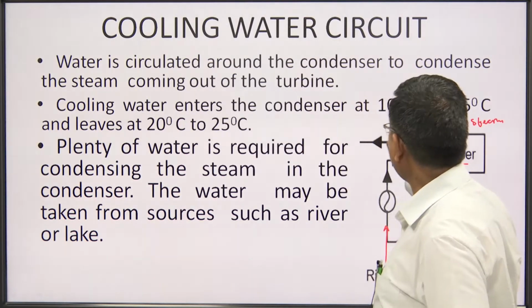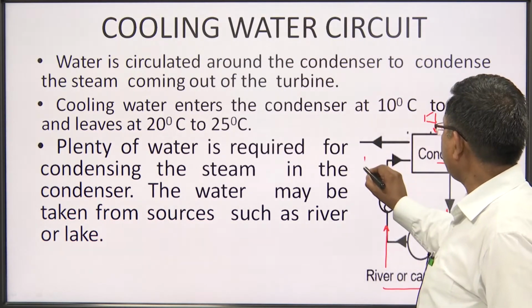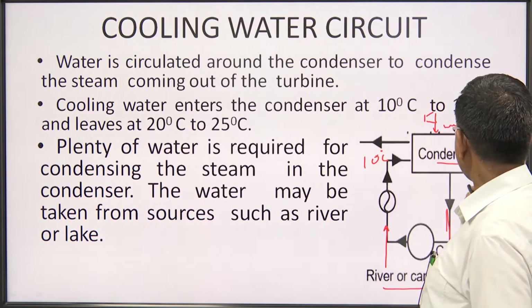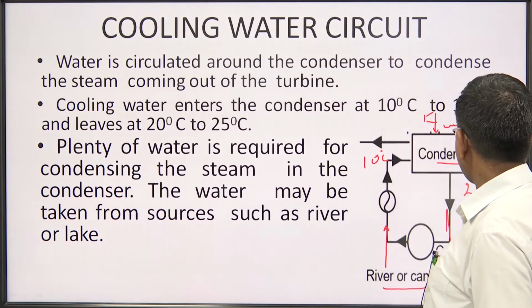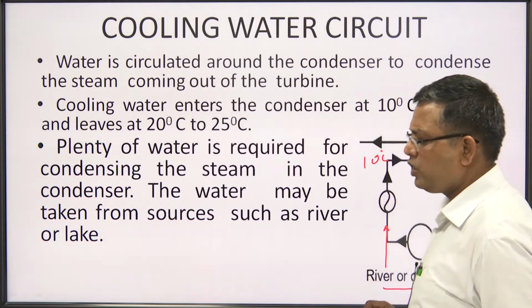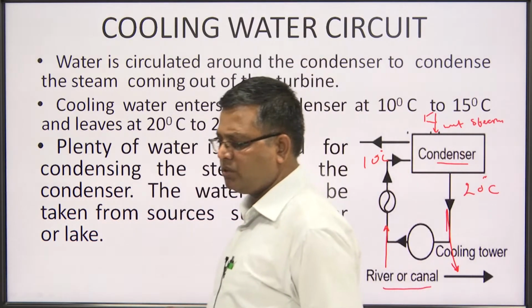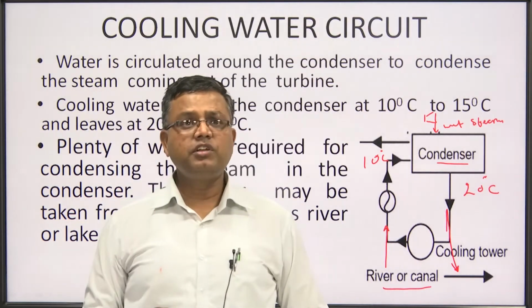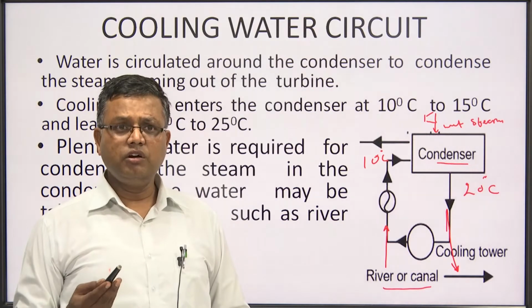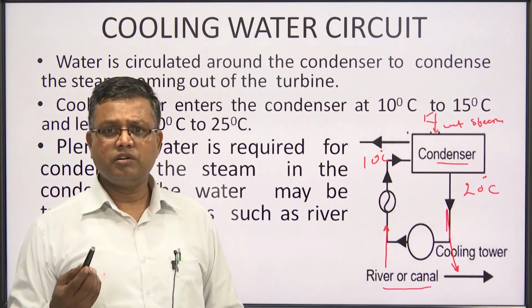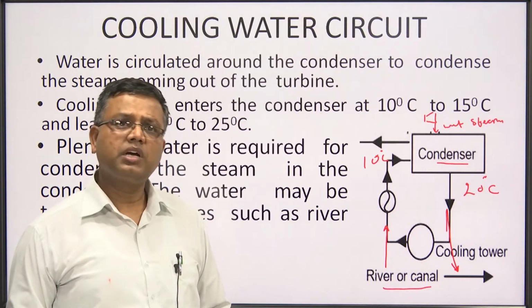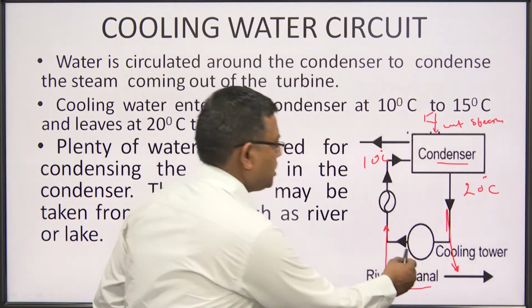Cooling water enters the condenser at 10 to 15 degrees Celsius and leaves the system at approximately 20 to 25 degrees Celsius. So plenty of water is required for condensing the steam, right. Now if a river or canal is not available, then we recirculate the water, and only the water shortage due to evaporation is made up. So we always make up that water. Here we are using a cooling tower.